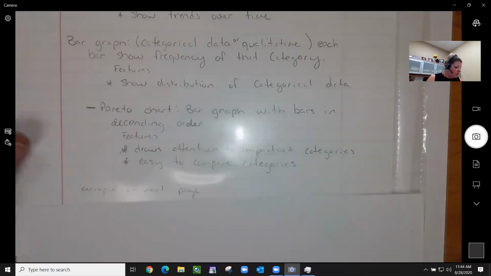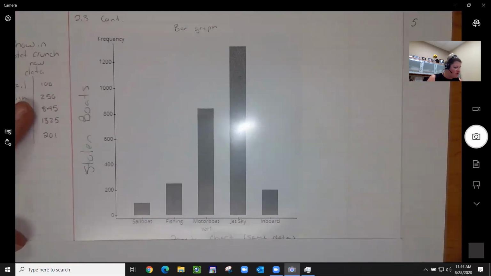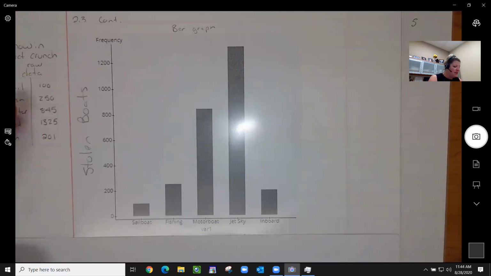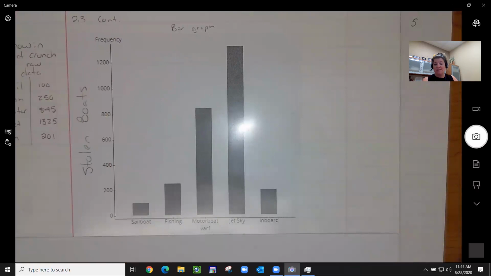Okay, let me bounce over here and show you an example of stolen boats. So here is a bar graph. You'll see a label for each bar, and it goes up to our frequency. So categorical data: how many sailboats were stolen? Looks like about 100. How many fishing boats were stolen? A little over 200. It's 250, because there's my actual data, and so forth.